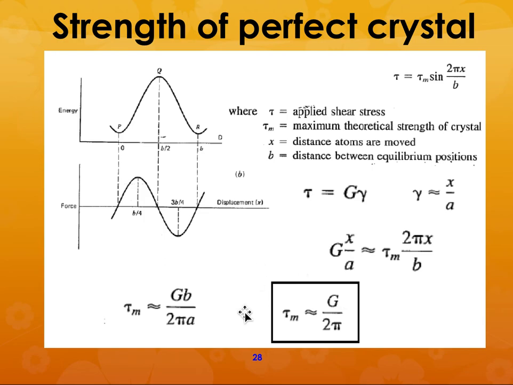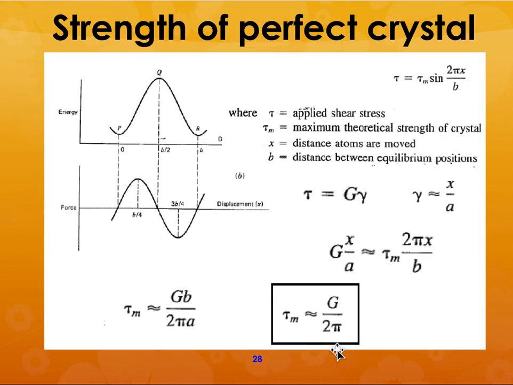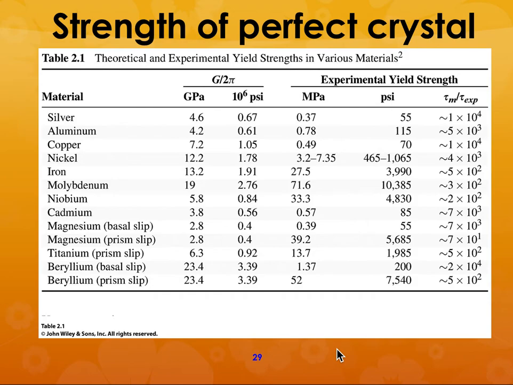Okay, but they can be approximately made equal to G over 2 pi, where G is the shear modulus. You can see that this is the theoretical value for different materials. For example, for silver it is 4.6 gigapascals, or approximately 0.67 MSI.